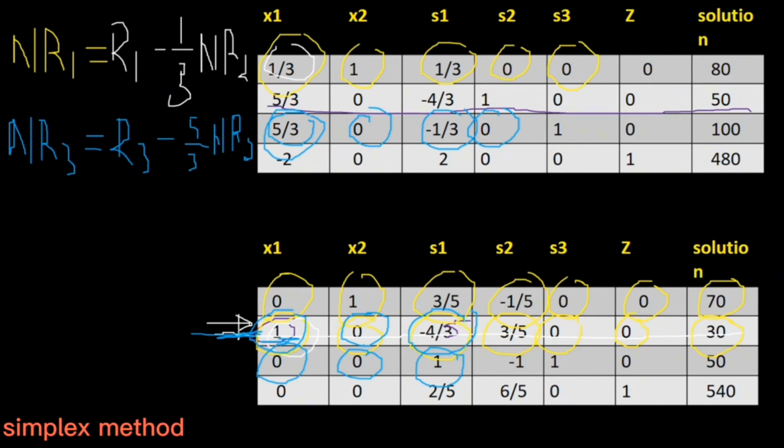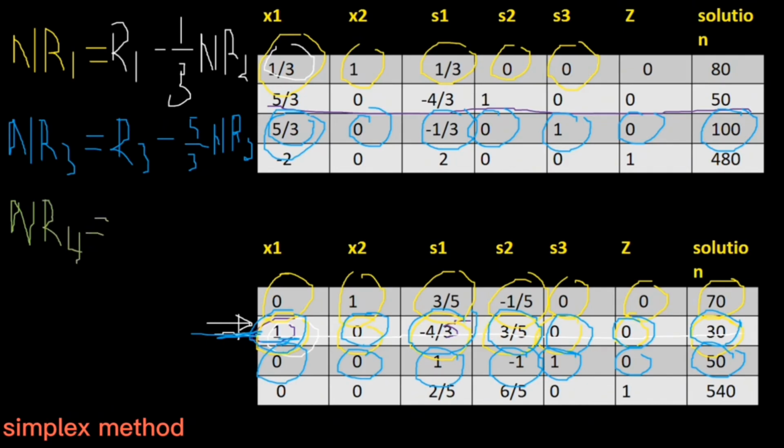0 minus negative 5/3 of negative 3/5. We are going to have negative 1. 1 minus negative 5/3 of 0. We are going to stay with 1. 0 minus 5/3 of 0. We are going to have 0. 100 minus 5/3 of 30. We are going to have 50. That's our answer.